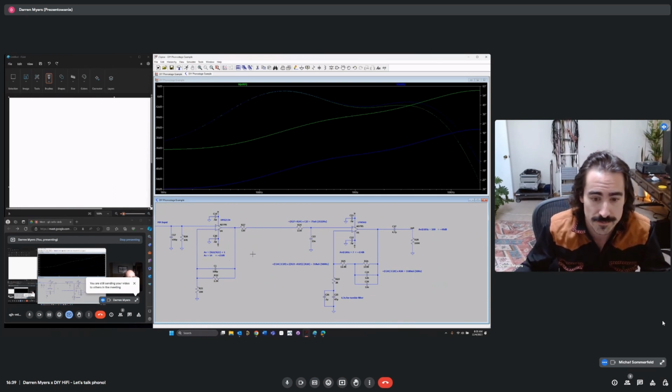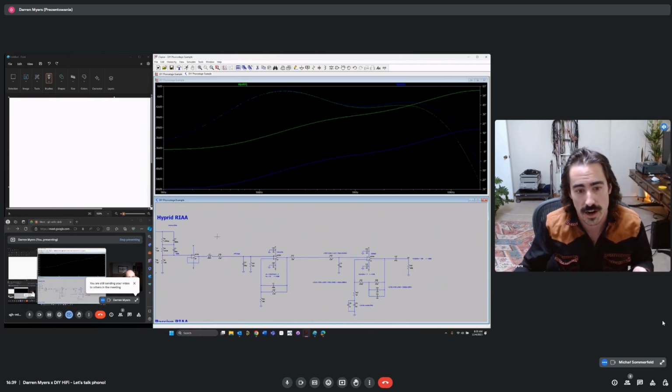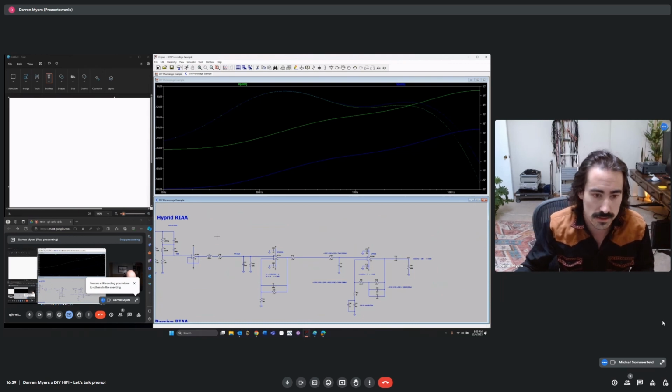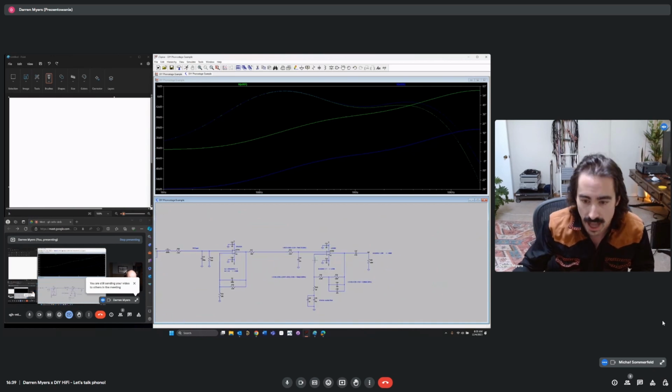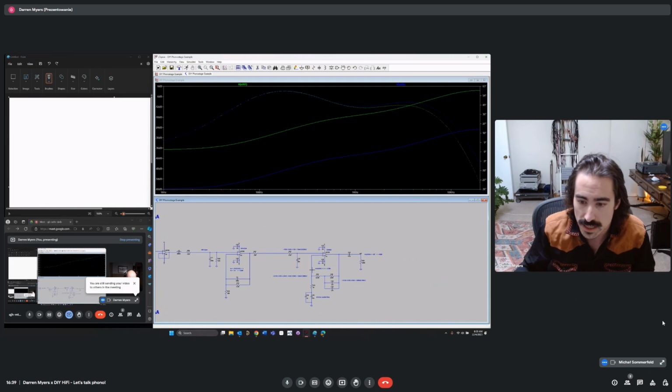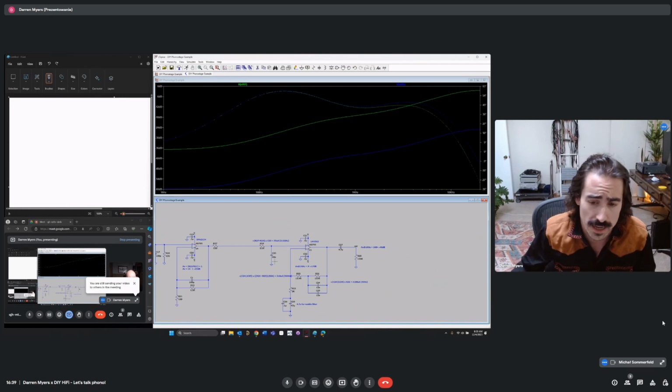So traditionally, what we're going to be talking about right now is a hybrid RIAA. It's my top choice for a DIY phono stage. I think it offers the best compromise in the way that we're going to do RIAA. Hybrid RIAA means that we are splitting the time constants up, and we're going to have a passive time constant for our high frequency, which is going to take place at 22 hertz.